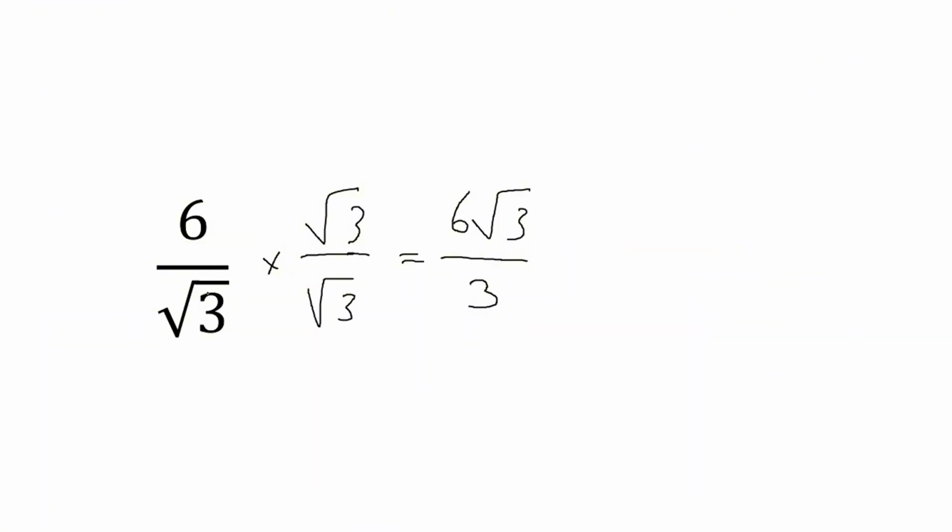So the square root of 3 times the square root of 3 is equal to 3, and these would cancel themselves out, and you would get 2 times the square root of 3, just like so. So that's an important thing to mention.